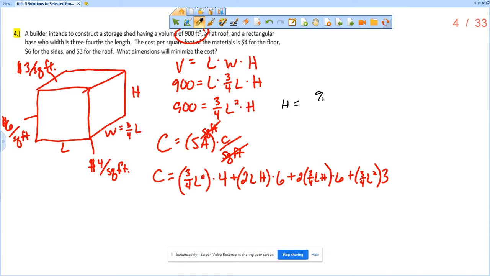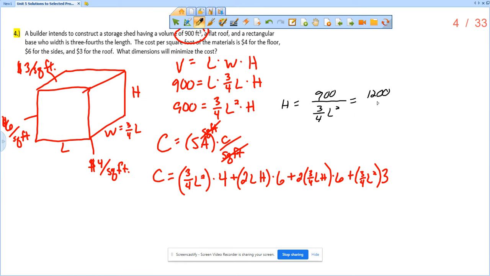And when I do that, I take 900 divided by 3/4 L squared. Now it would probably be easier to rewrite it: instead of dividing by 3/4, multiply by 4/3. So 900 times 4/3, of course, is going to give us the value there. So 9 times 4 is 36, so that'd be 3,600 divided by 3. So we get 1,200.